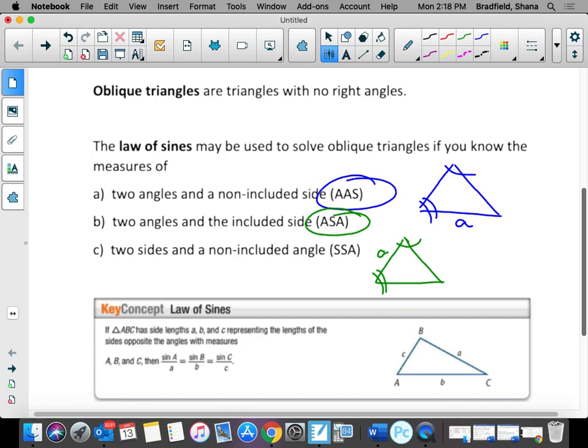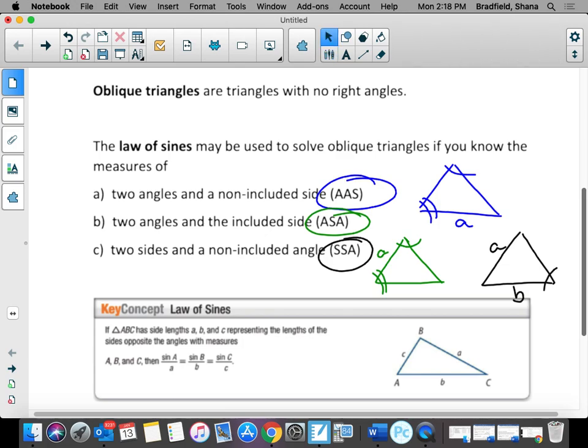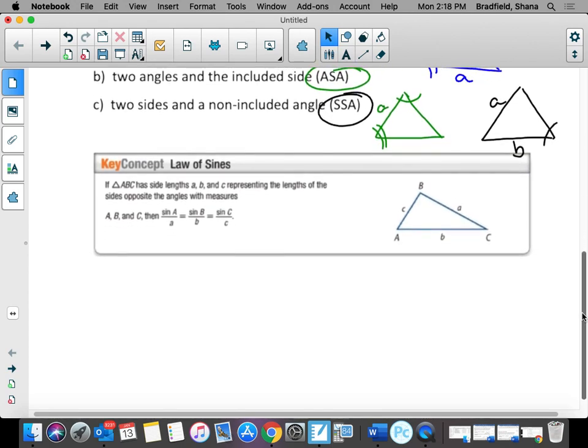And then the third possibility is side-side-angle, where we have a side, another side, and then an angle that's not included. That just means that it's not between the two sides. So depending on the given information, we can apply the law of sines to the problem. Now we're going to do some basic ones here.